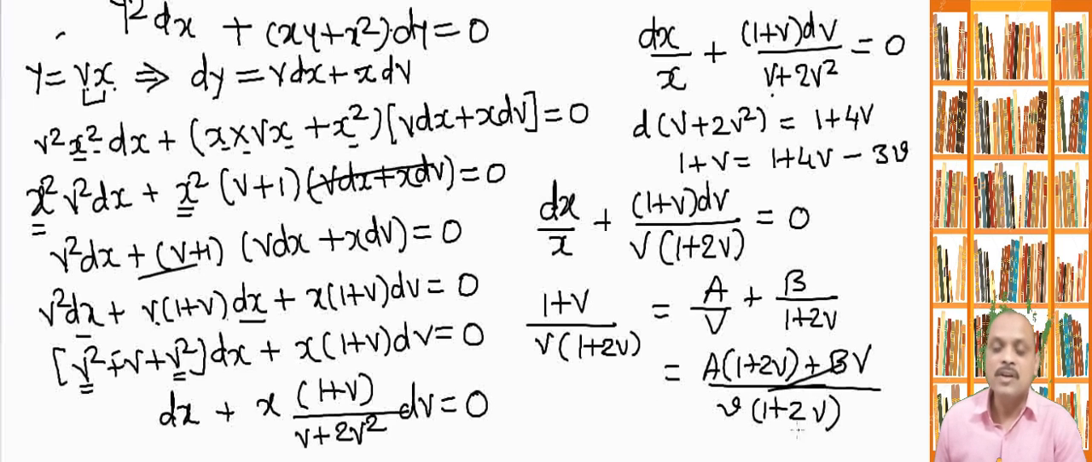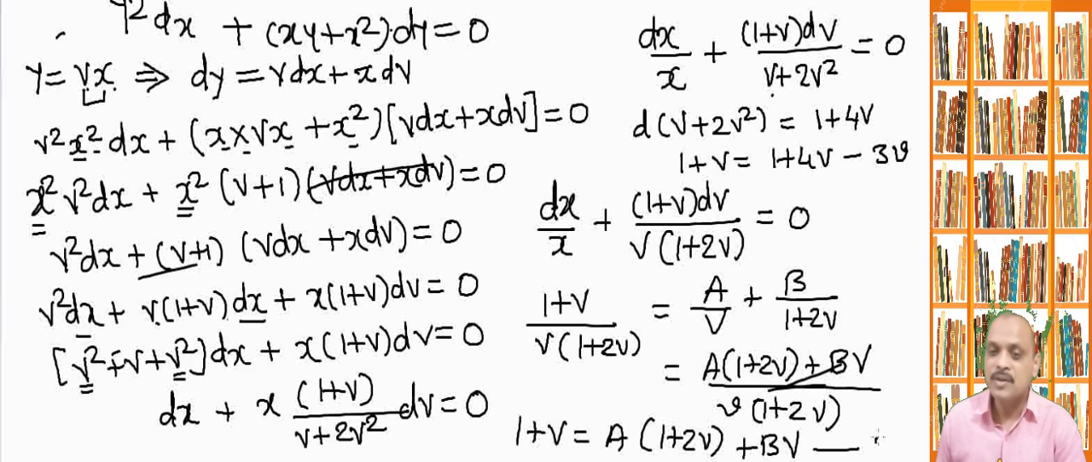Then equating the numerator on both sides, we get 1 plus v equal to a into 1 plus 2v plus b into v. So let us call this equation number 2. This is our first equation. I hope this part is clear. Now I am erasing this part so that we obtain the solution of this equation, right? Okay.